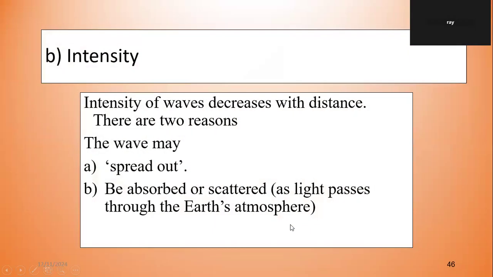Right? Intensity of wave decreases with distance. There are two reasons. The wave spreads out, or the wave is absorbed or scattered as light passes through the Earth's atmosphere.